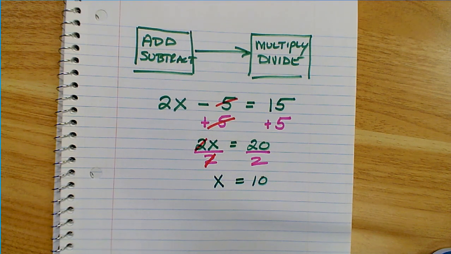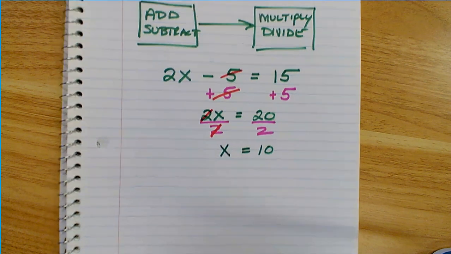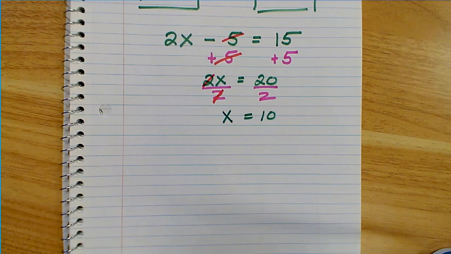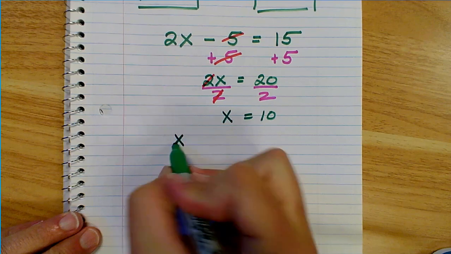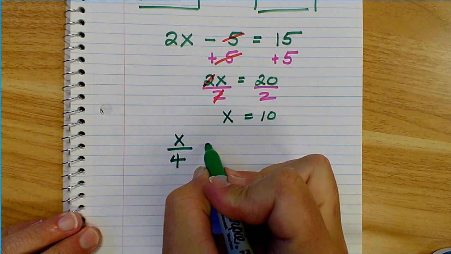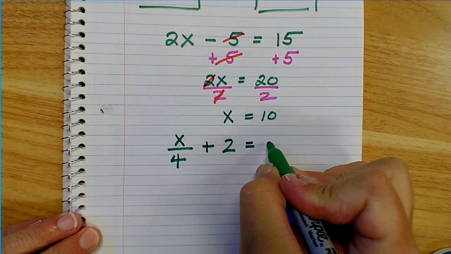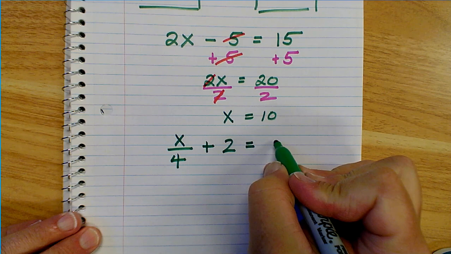Let's do, you know what? Why don't you go and practice? No, let's do one more example here. Let's go with x over 4 plus 2 equals 5.